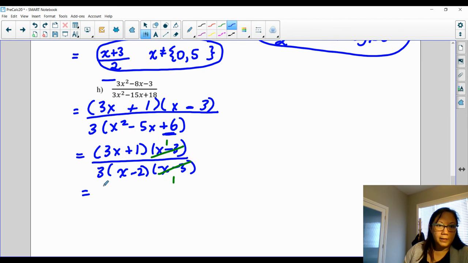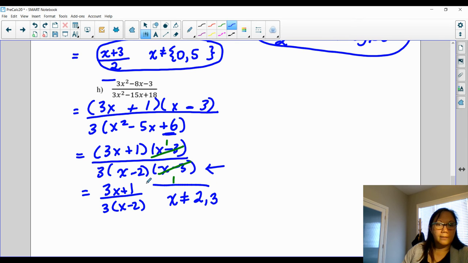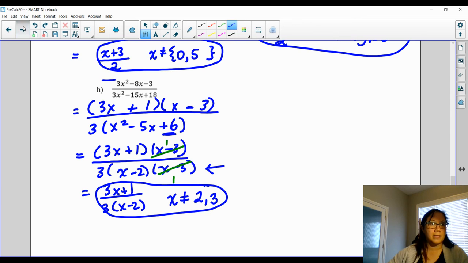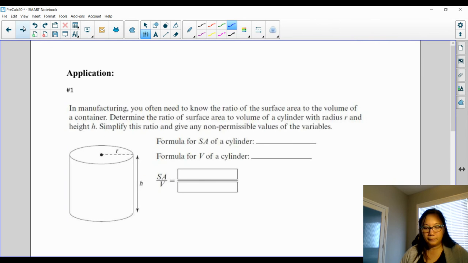Okay, so my final answer here is I have 3x plus 1 on top, and I have 3 and then brackets x minus 2 on the bottom. Now I have to state my non-permissible values, so I'm going back and looking at my factored denominator step here. That gives me that x cannot equal 2 or 3. So there's my simplified expression, and there's my non-permissible values.